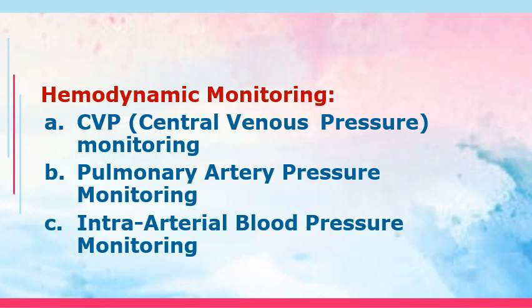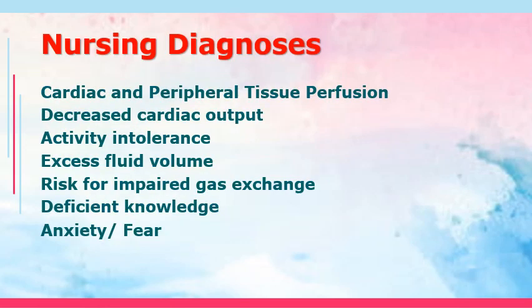Then you have intra-arterial BP monitoring. This is contrasted to what we usually do in the clinical area, which is NIBP, non-invasive blood pressure monitoring. For intra-arterial blood pressure monitoring, the pressure is monitored through your arteries. A probe is inserted into your arteries and attached to a catheter going towards the cardiac monitor, wherein the blood pressure inside your body could be read. Of course, it's more accurate compared to non-invasive blood pressure monitoring. But since this is an invasive procedure, you cannot usually see this in the medical surgical ward setting. These are usually seen among patients admitted in the intensive care unit.